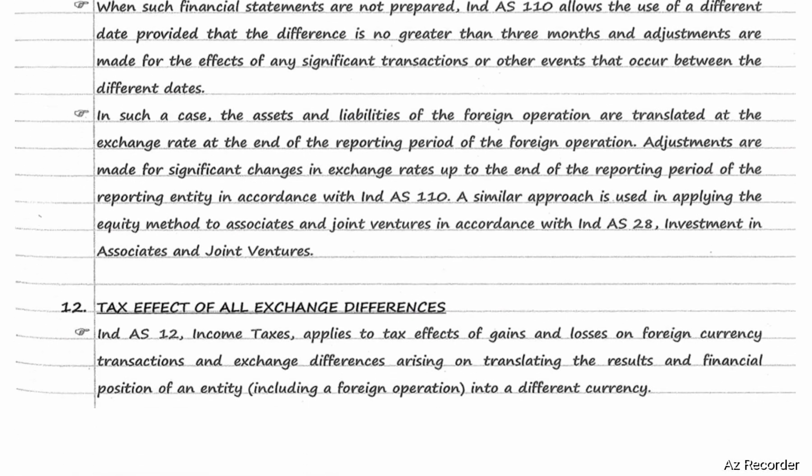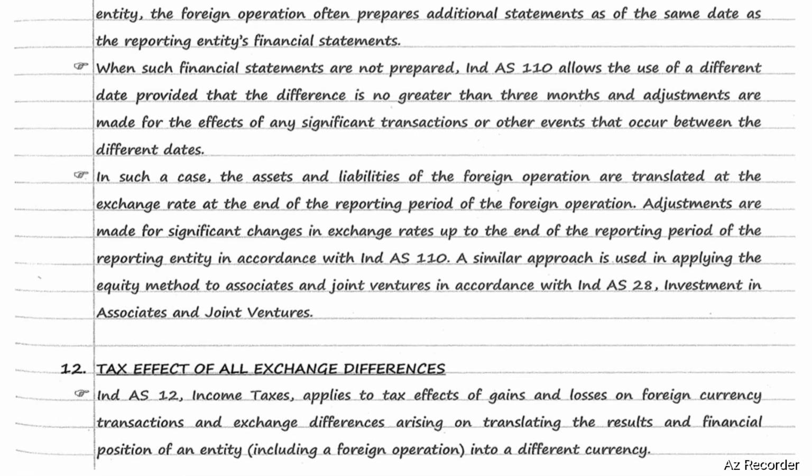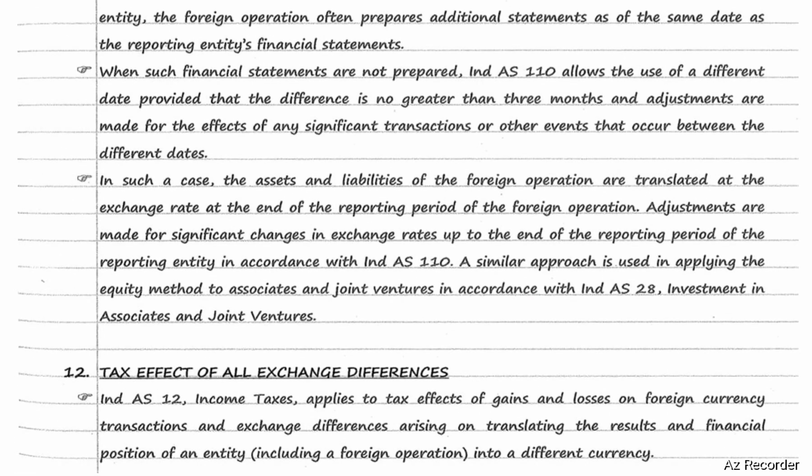Tax effect of all exchange differences. Ind AS 12, Income Taxes, applies to tax effects of gains and losses on foreign currency transactions and exchange differences arising on translating the results and financial position of an entity, including a foreign operation, into a different currency.